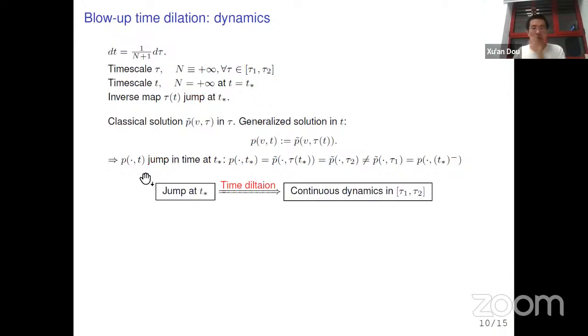And we can say in the original time scale, when the fan rays blow up, the density function will have a jump in time at the blow up time t star. However, in the dilated time scale tau, the jump time t star is dilated to an interval tau 1, tau 2, and the jump at t star is dilated to a continuous dynamics in that interval.